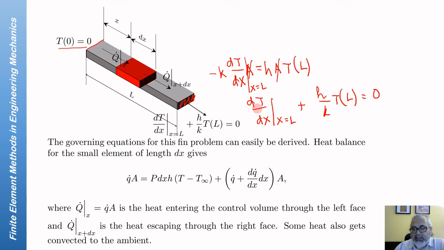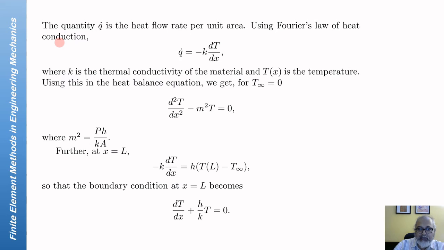So this is the boundary condition at x equal to L, and the boundary condition at 0 is given to be T0 equal to 0. So this completes our definition of the problem. The definition of the problem is these two boundary conditions combined with this differential equation governing the problem. Once we have this, we can now strategize how to solve this problem.